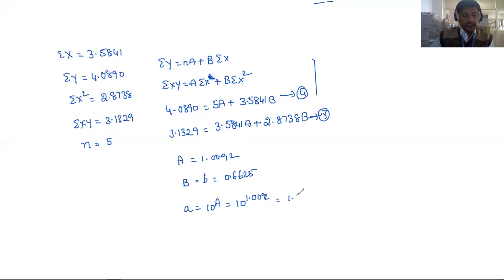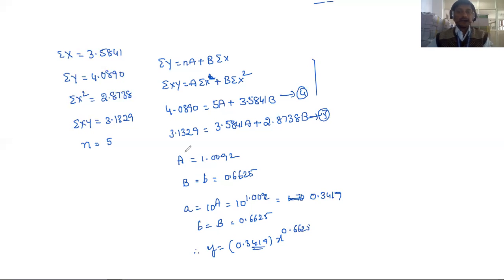By taking small a, we already know that a is 10 power capital A, so 10 power 1.0092, we may get it as 0.3419, and already b is nothing but capital B, so this is equal to 0.6625. Therefore y is equal to a x power b, that is 0.3419 into x power 0.6625. So this is the required curve of best fit.